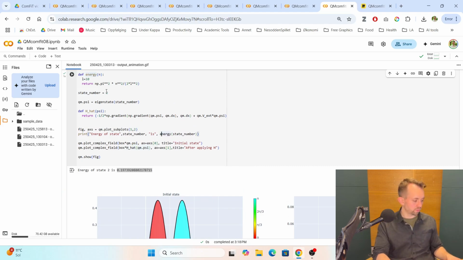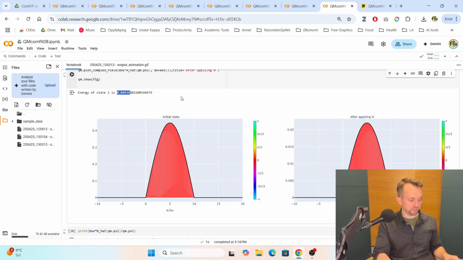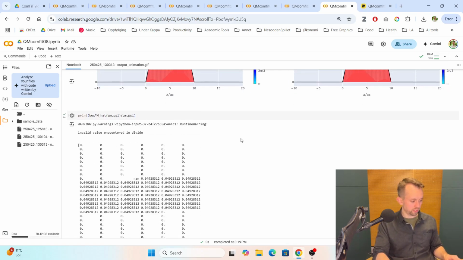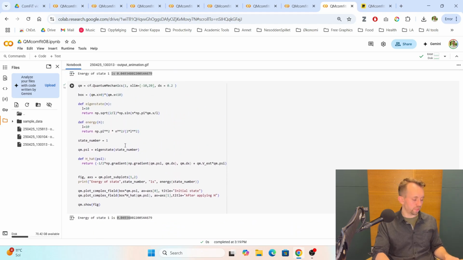So we can go back to state number 1 again. The energy of that state is 0.493, and again, if I take the ratio of this function here to that one, I get 0.0493 almost. So that's how the eigenstates work.